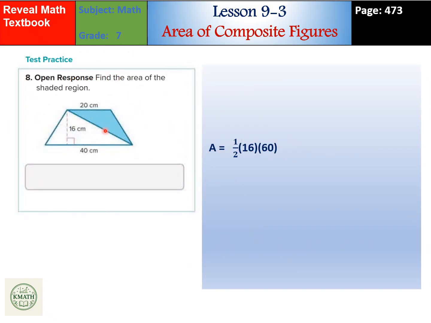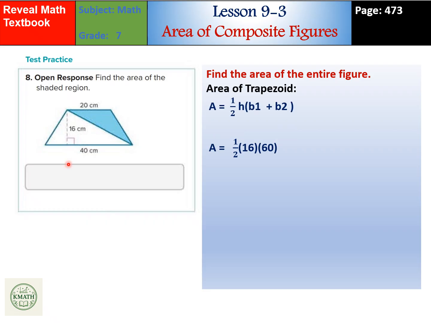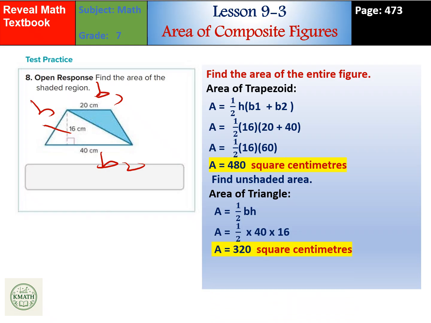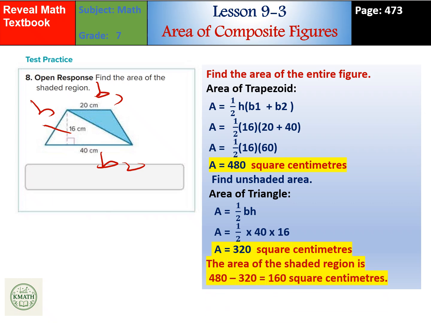If you look at the picture, this is a trapezoid. For the area of the trapezoid, add the two bases, base 1 and base 2, and this is the height. Then find the area of the triangle, that is 16 times 40 divided by 2, that is 320, and the area of the trapezoid is 480. For the shaded part, subtract the two areas, so 160 square centimeters is the area of the shaded part.